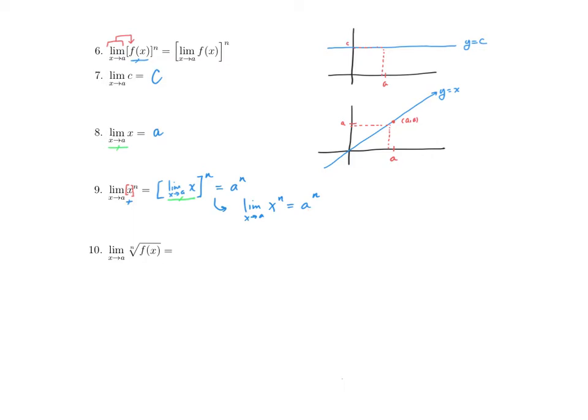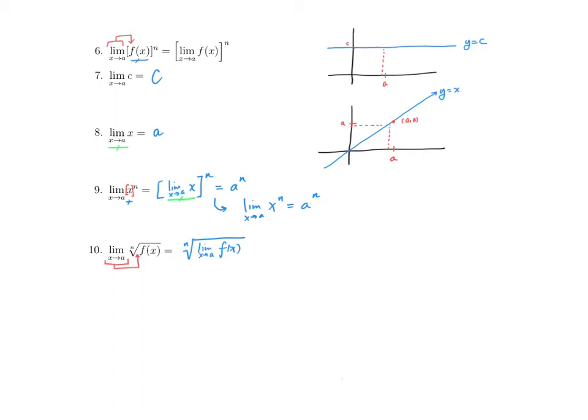And then lastly, our 10th limit law, once again, tells us we can do what makes intuitive sense. A limit can be pushed inside an nth root, and specifically say a square root. So this becomes the nth root of the limit as x approaches a of f of x.